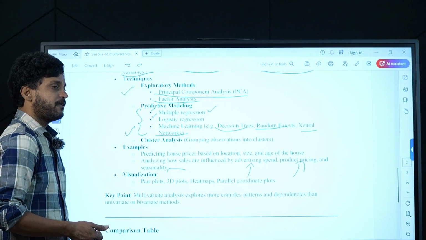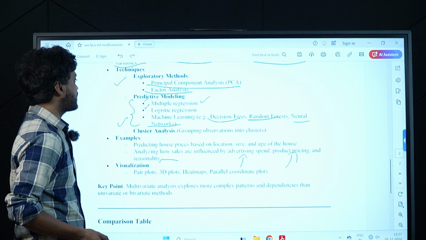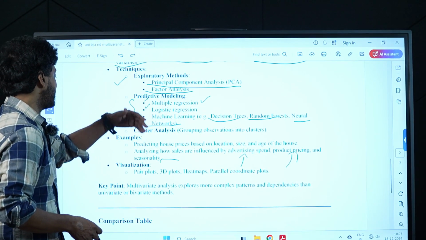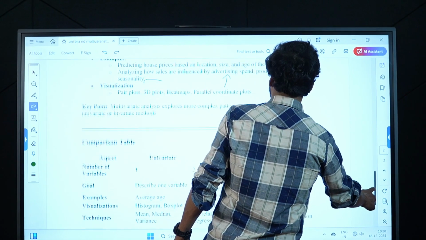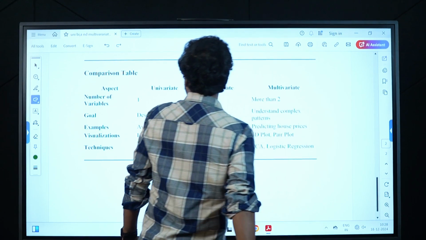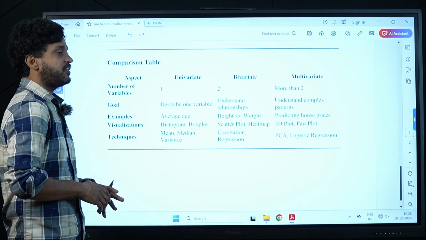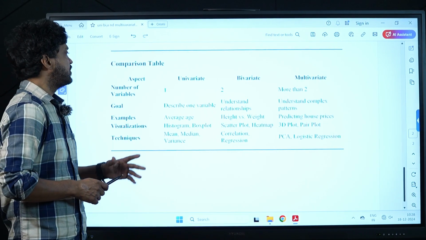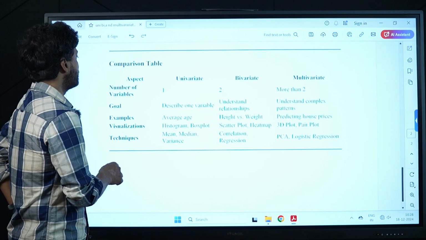For analyzing, we're going to use techniques such as principal component analysis, factor analysis, or any regression techniques as suggested. Okay. Now, this is a table which compares univariate, bivariate, and multivariate, which includes all the things that we discussed.